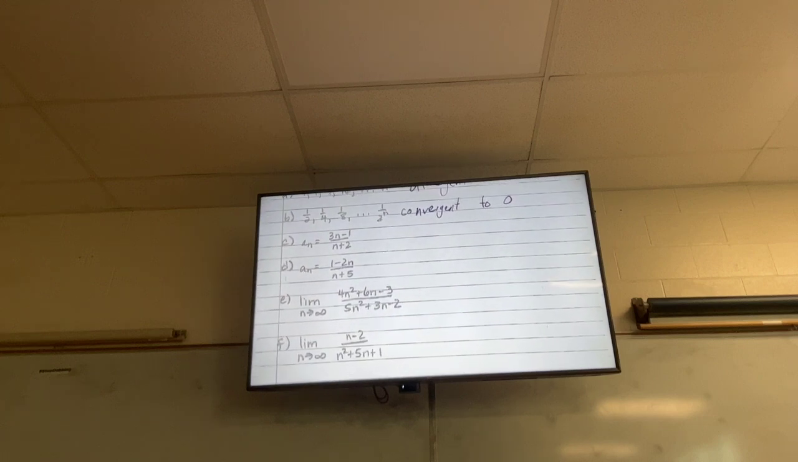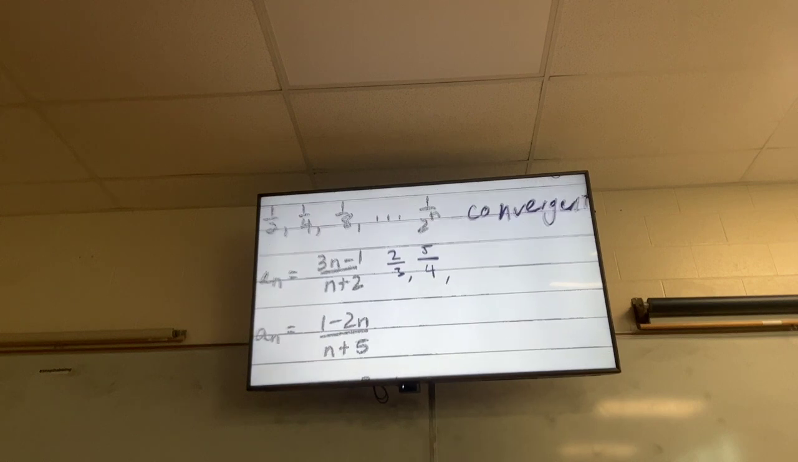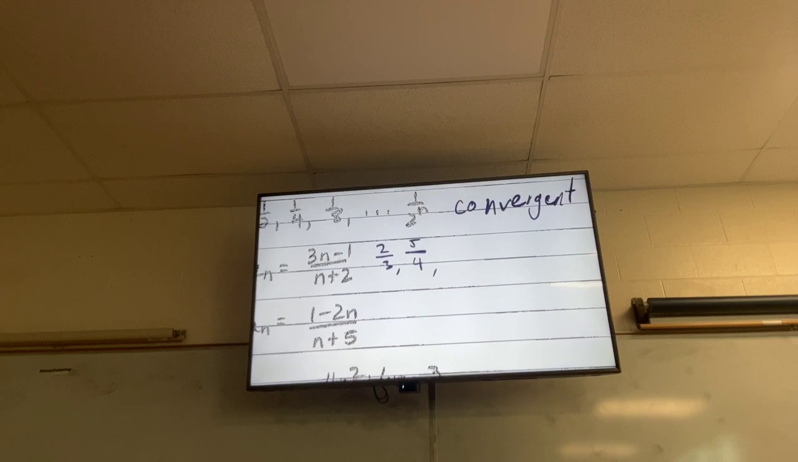Okay, look at this one. Think it's divergent? You have to plug it in. Let's say the first term is going to be 3 minus 1 over 1 plus 2, so 2/3. The second term is going to be 6 minus 1, so 5 over 4. Next one, I'm pretty sure this converges. 9 minus 1 is 8. The third term, 8/5.